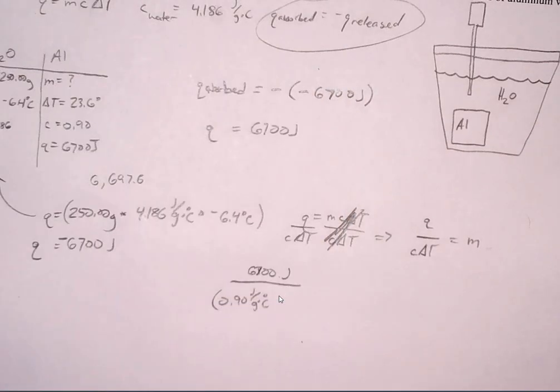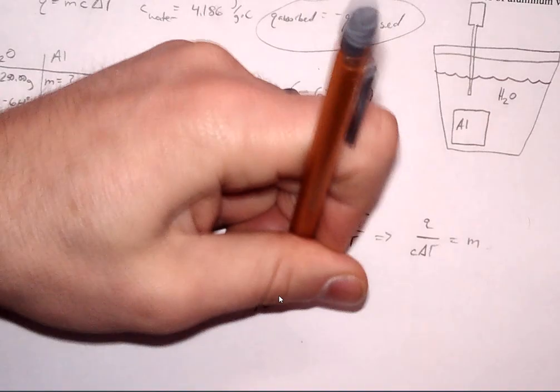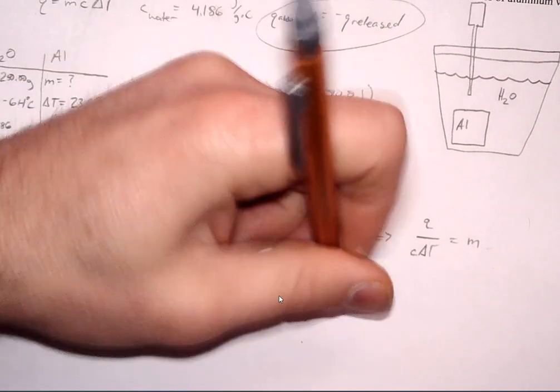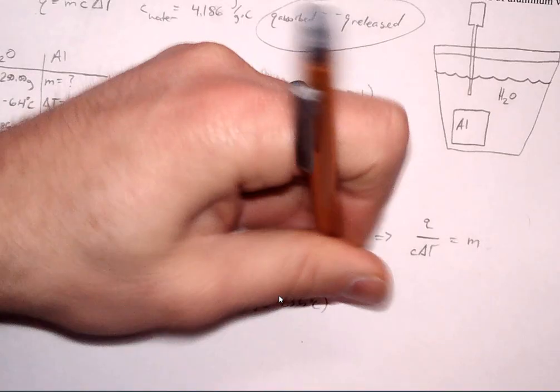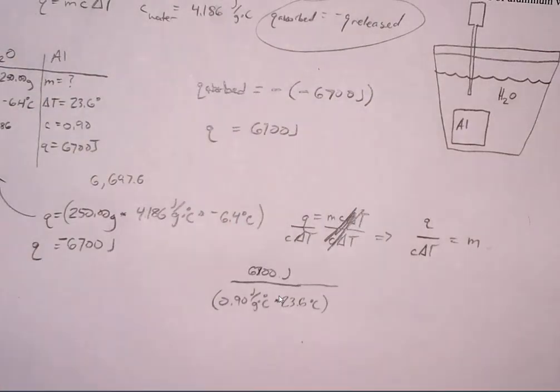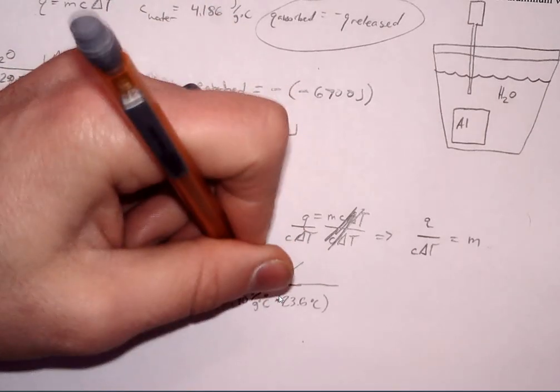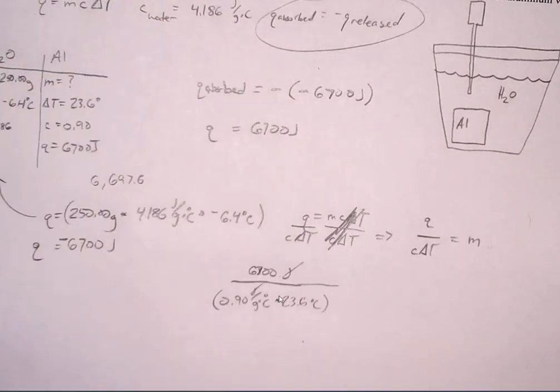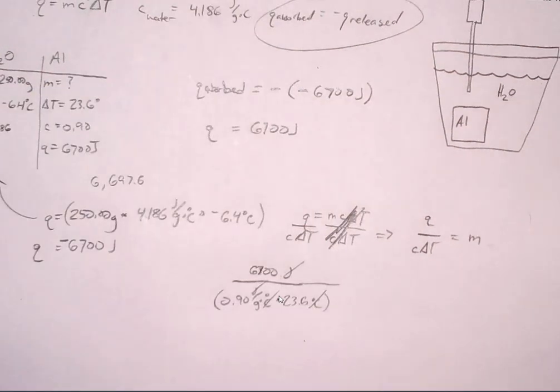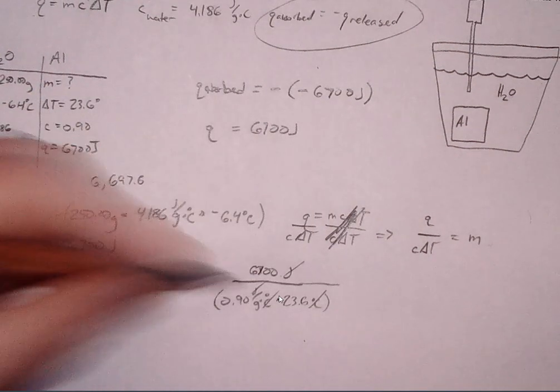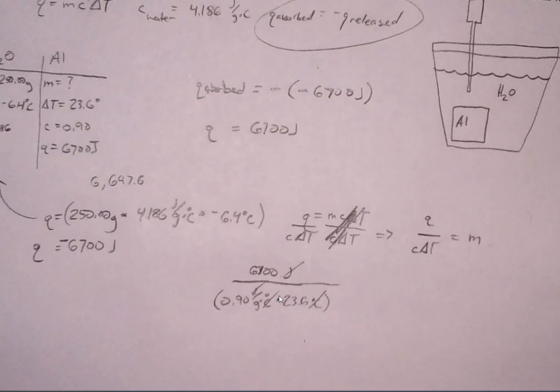Times 0.9, which is going to be my specific heat of the metal, divided by my delta T, which is going to be 23.6. I wrote a lot of units here because you'll see that joules will cancel, and this is like 1 over C times C means I have no C anymore, and so I just have 1 over grams, which is the same thing as grams, which is our unit of measure for mass. And so this will also prove to me that I have done it the correct way.